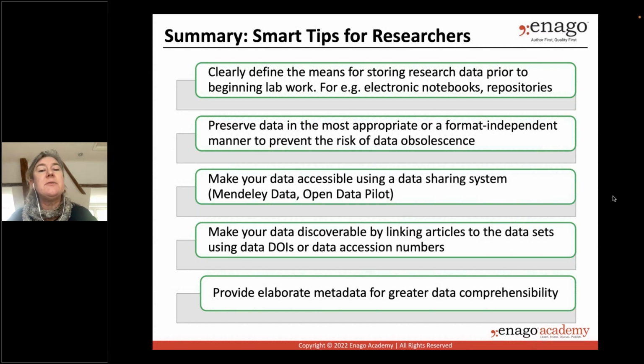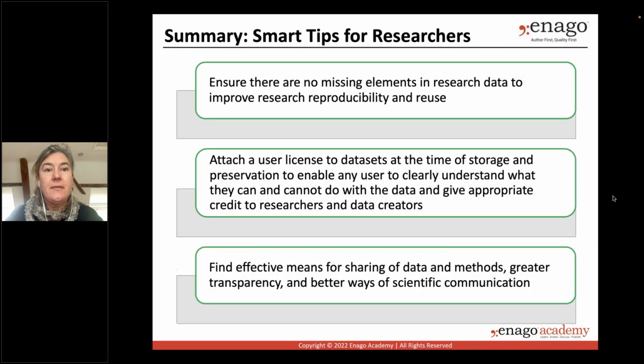Make your data accessible using a data sharing system if you can. Make it discoverable by linking it wherever you can with articles. Again, that connection builds both ways. So data sets linked to articles can also improve citability of the articles themselves. Provide the best metadata you can for the greatest amount of comprehensibility. Ensure you don't have any missing elements if you can. If there are any missing elements, address that.